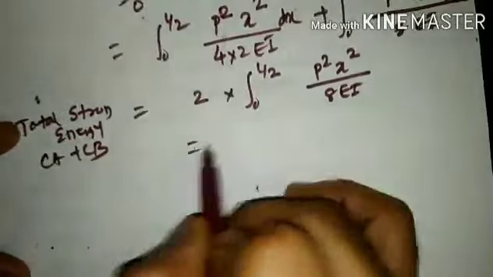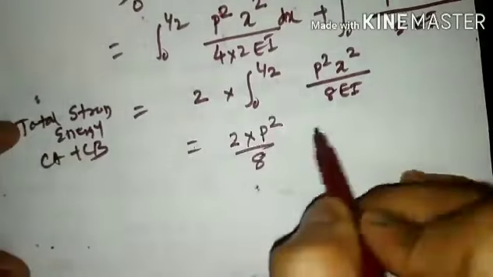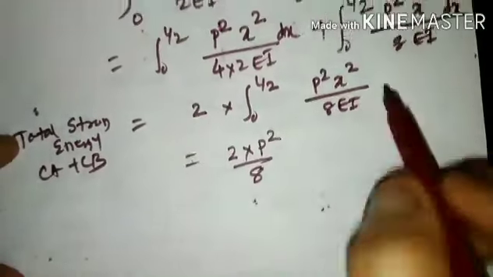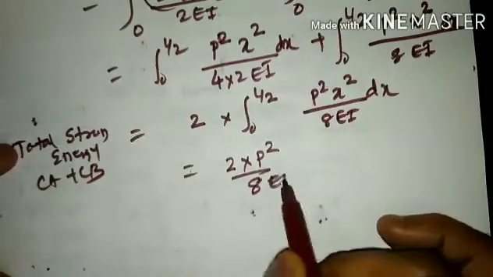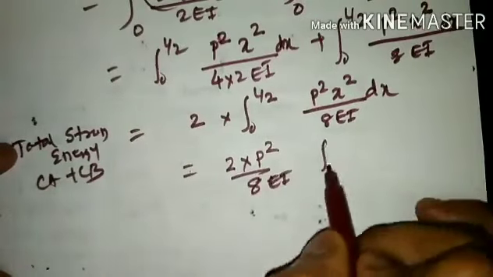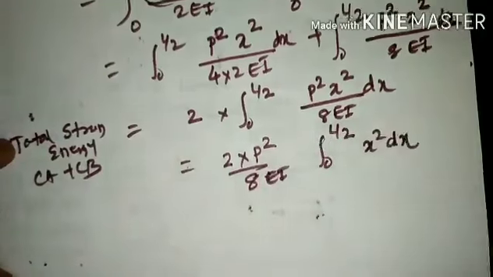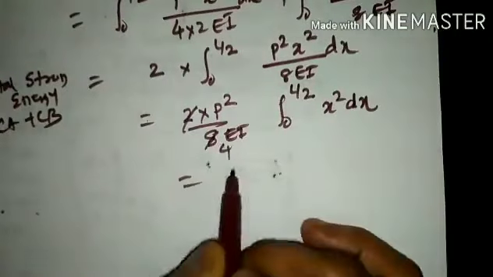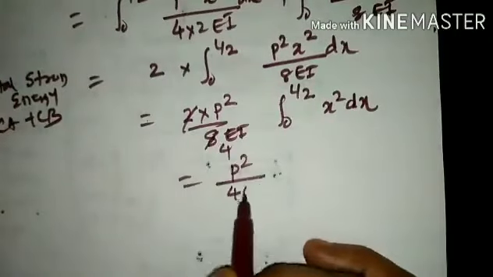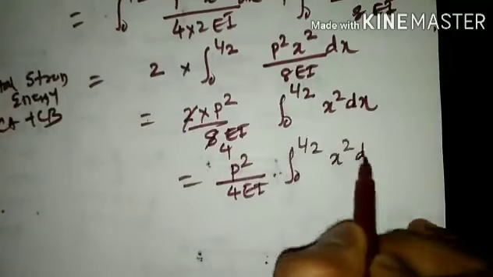Here we are supposed to integrate now. This will be 2 into P squared by 8EI. P squared by 8EI is a constant, and since it is dx integration, it is taken outside. In the integration term, it is 0 to L/2 of x squared dx. Two 4s are 8, so the 2 and the 8 combine and this becomes P squared by 4EI, integration 0 to L/2 of x squared dx.